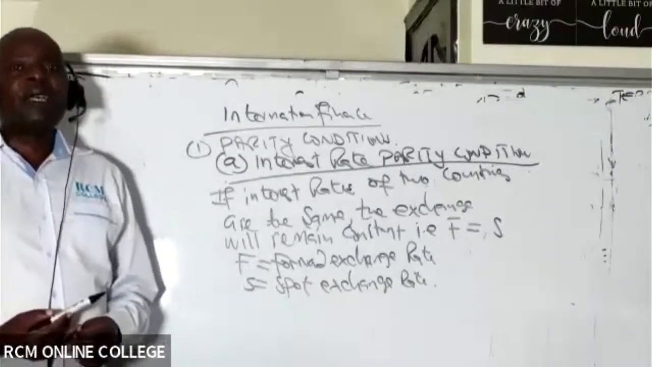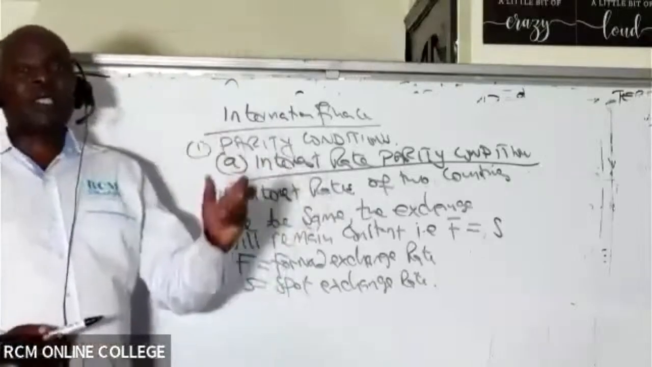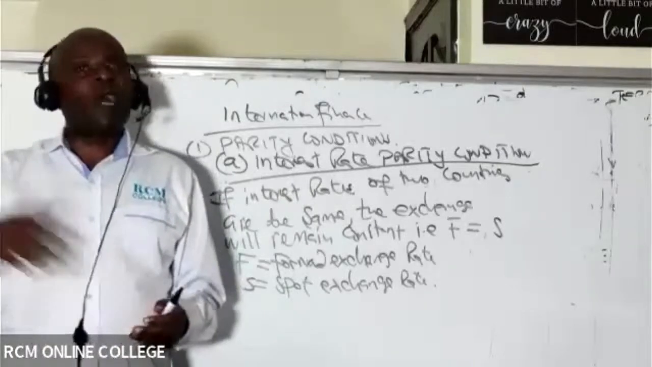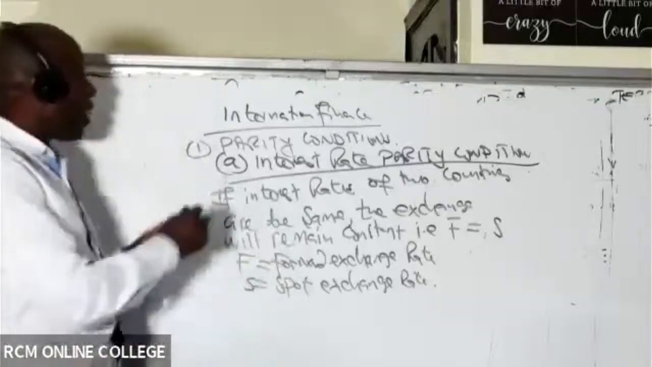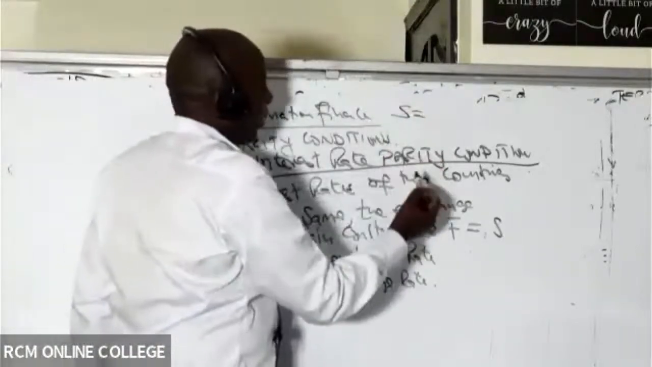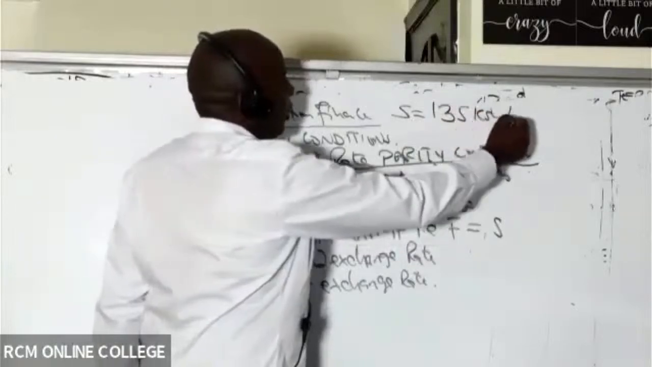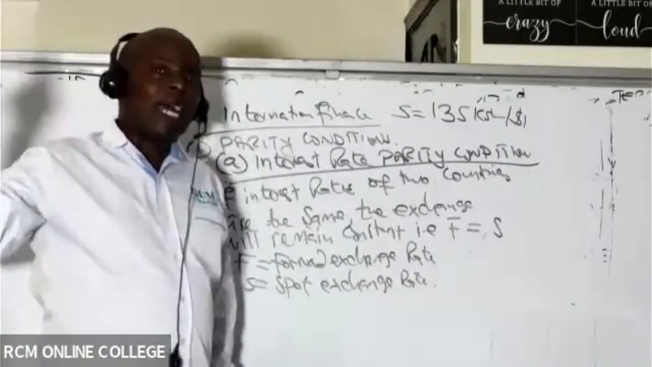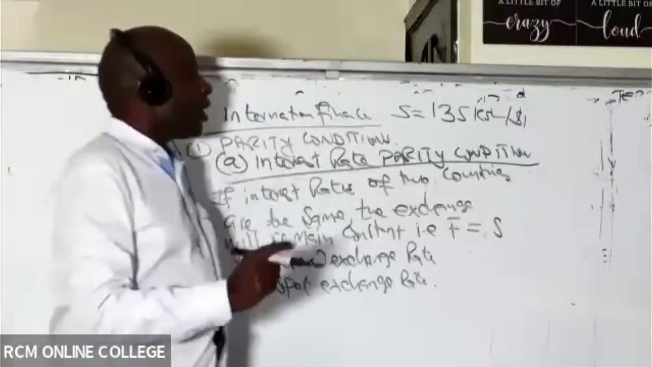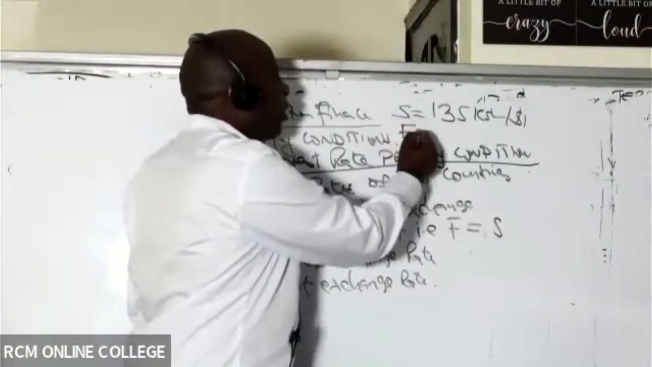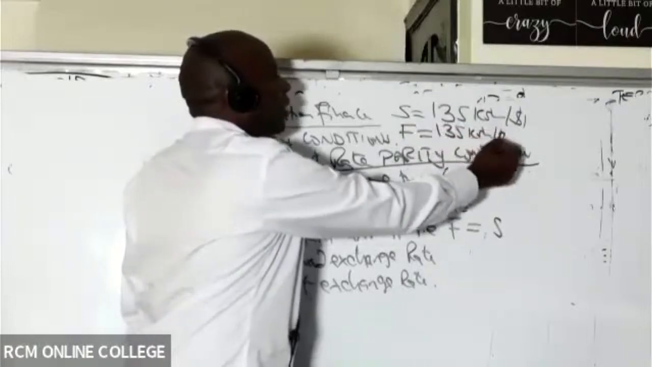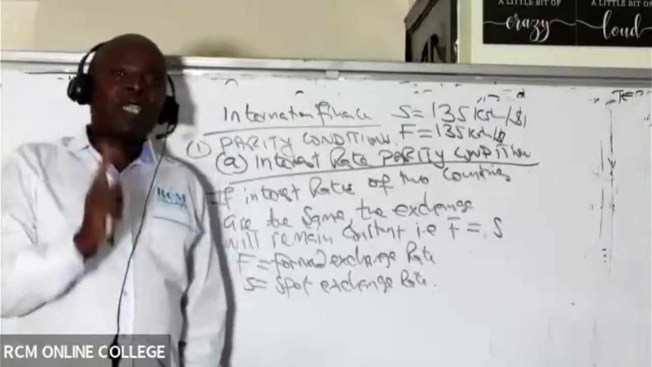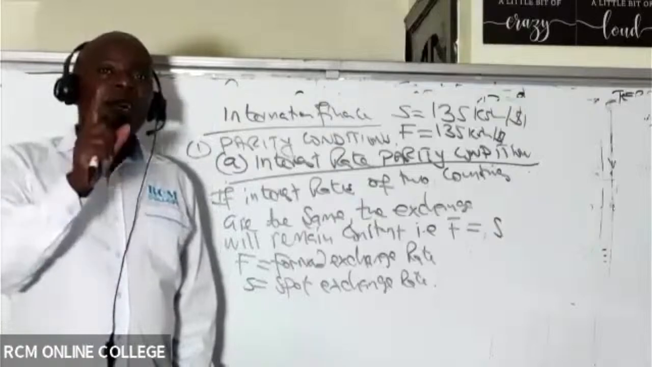Ladies and gentlemen, please listen. If, for example, inflation rate in the US is, say, 10%, and it happens that the inflation rate in Kenya is 10% for a whole year, it means automatically that if today's dollar is 135 Kenya shillings per dollar, then come end of the year, we'll still have the exchange rate being the same, meaning that interest rate is a big factor whenever it comes to exchange rate fluctuations.